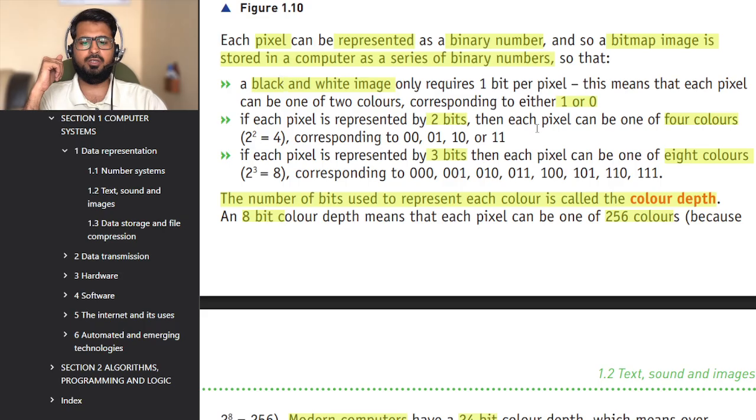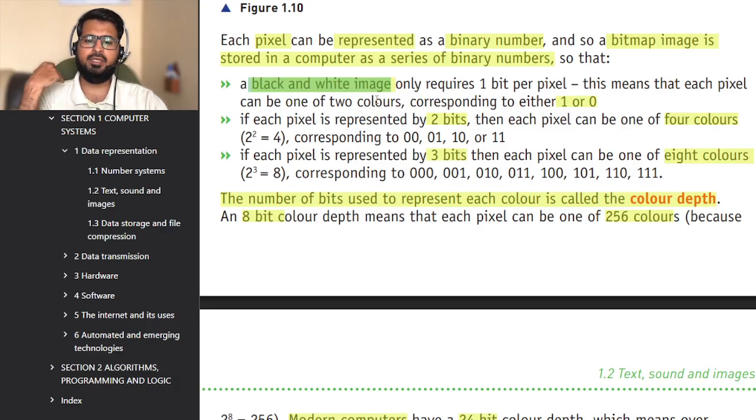Now your book is saying that if the image contains only two colors, black and white, or in our example green and white, it will have only one bit per pixel. Either it's green or it's white, right? So 1 bit is enough for a black and white image or a two-color image.